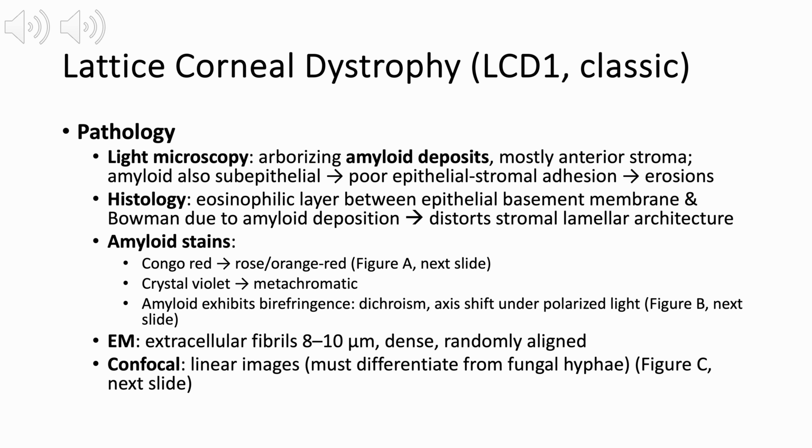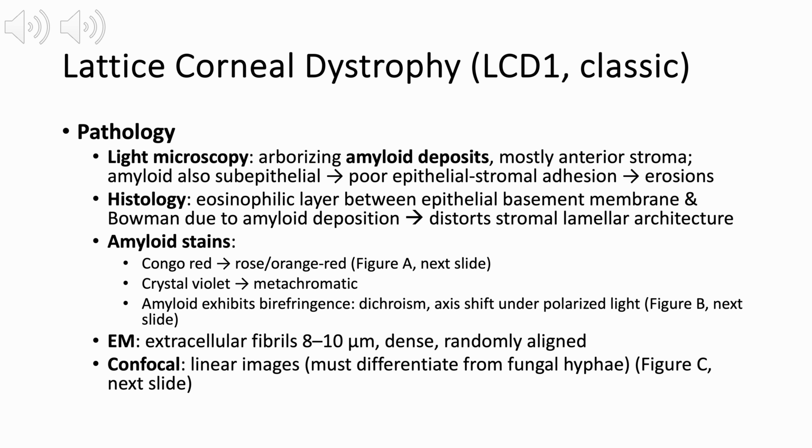In lattice corneal dystrophy, the hallmark pathological feature is the presence of arborizing amyloid deposits. These deposits are most prominent in the anterior stroma, but they can also be found subepithelially. This weakens epithelial stromal adhesion, making the cornea prone to recurrent erosions. Histologically, we see an eosinophilic layer between the epithelial basement membrane and Bowman's layer, caused by amyloid deposition. This disrupts the normal stromal lamellar architecture.